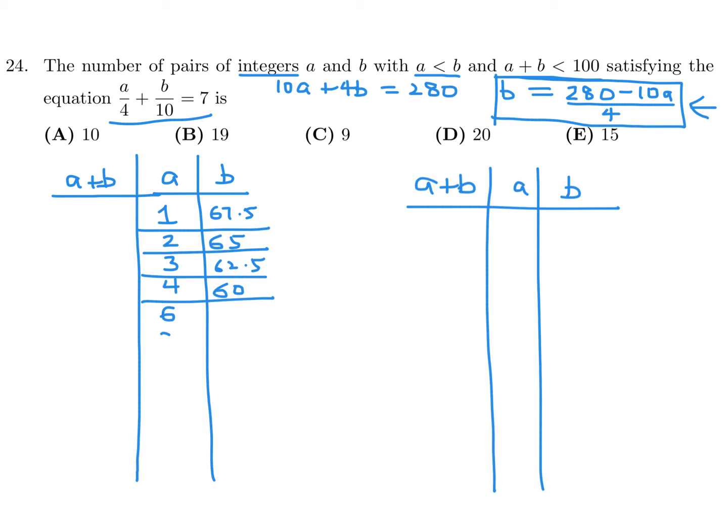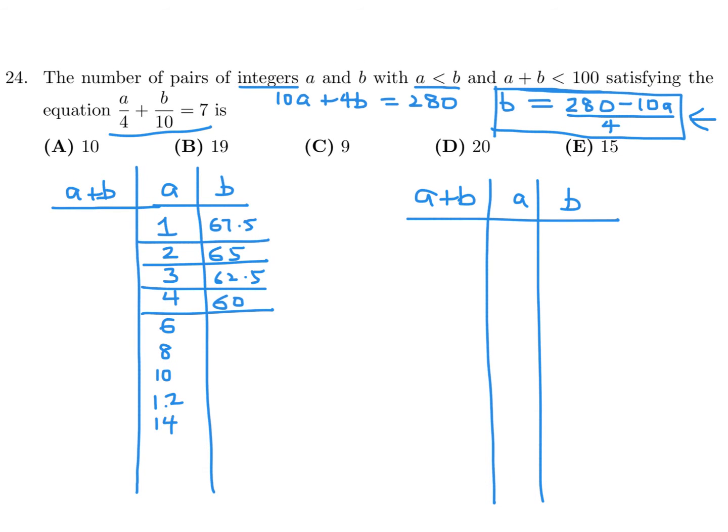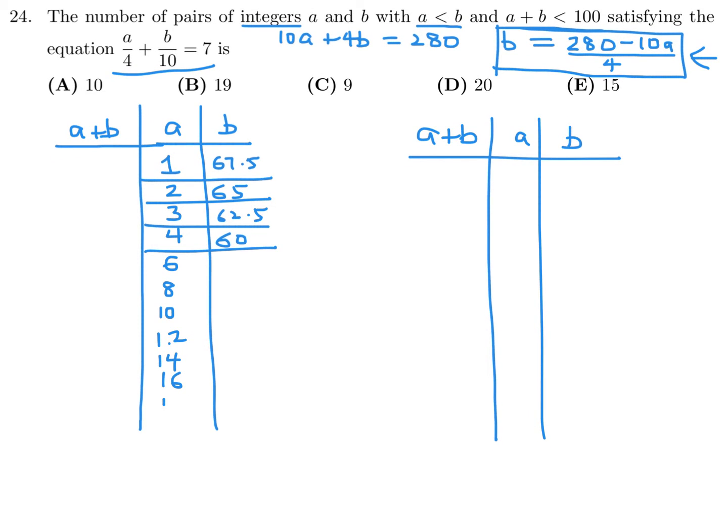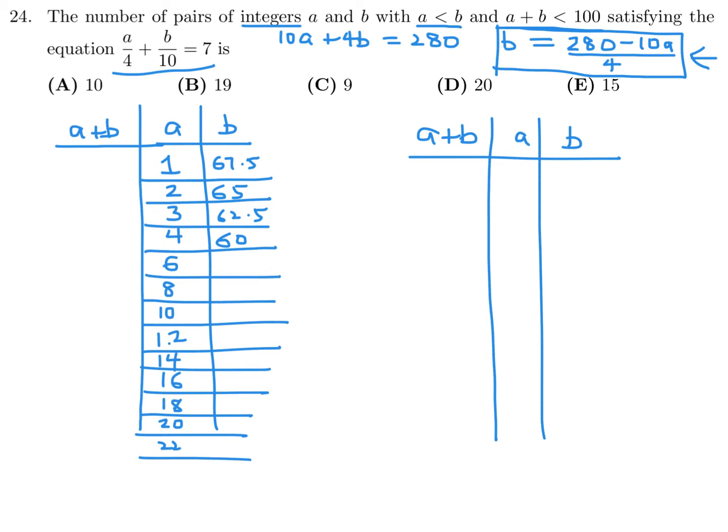So we get 6, 8, 10, 12, 14, 16, let's see here, 18, and 20, 22, and so on. So let's fill this in. Okay, I think this is going down by 5s, right? So it'll be 55, 50. You can do this pretty quickly: 45, 40, 35, 30, 25, 20, 15.